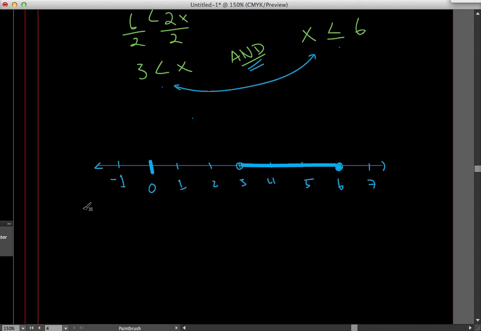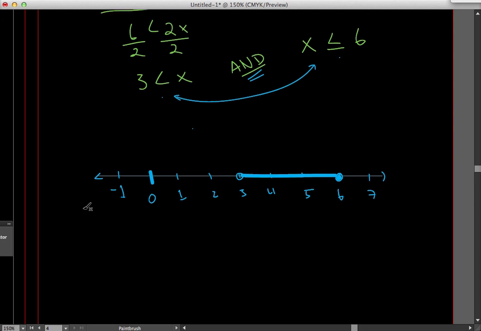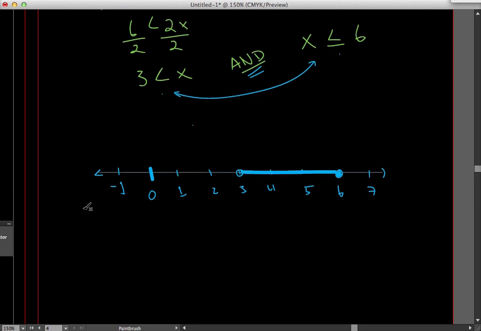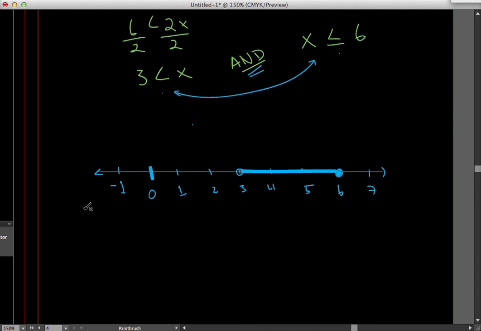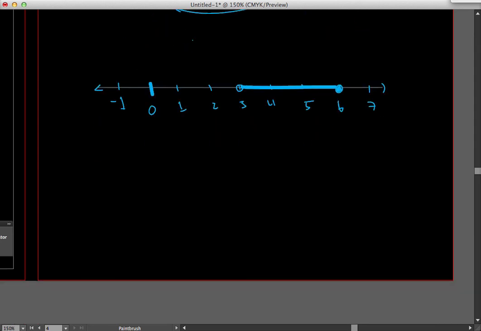So that was an "and" statement, but we can continue on from there. The other thing that we are going to look at is an "or" statement. I've run out of space on this page here, so I'm going to place that in a new video.